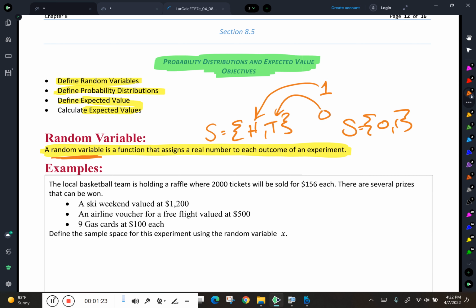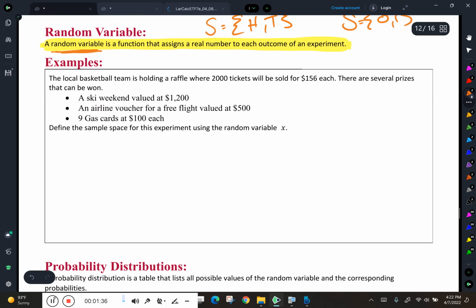So basically what we need to do to make the math come out in this is redefine how we look at the outcomes of an experiment so that everything is numerical. Here's what I mean by that. Our first example. Suppose that a local basketball team is holding a raffle where 2,000 tickets will be sold. All right, so we're selling 2,000 tickets. We're selling them for $156 apiece, but there are several prizes you can win.